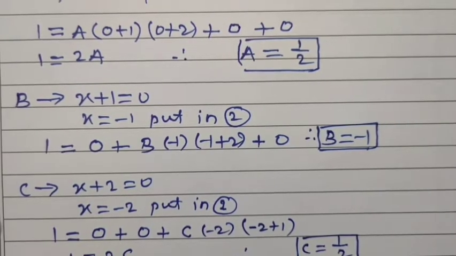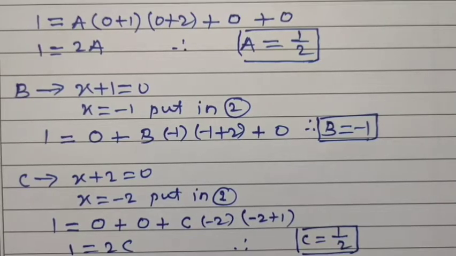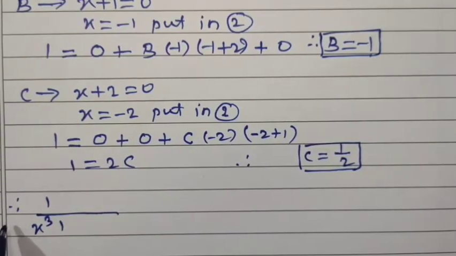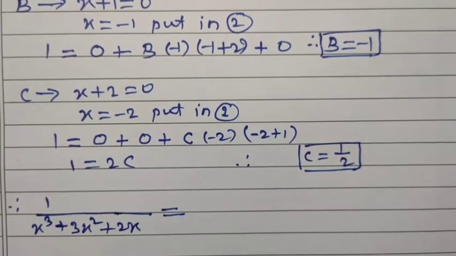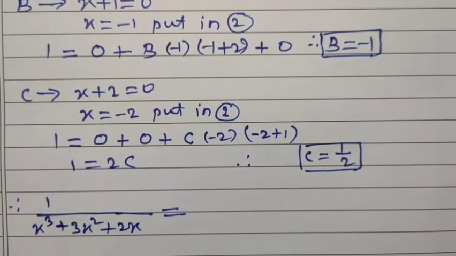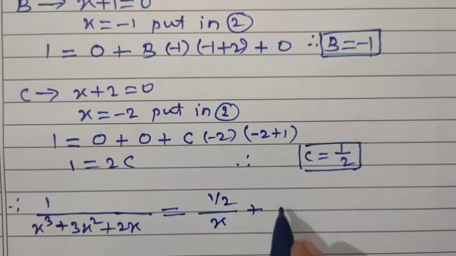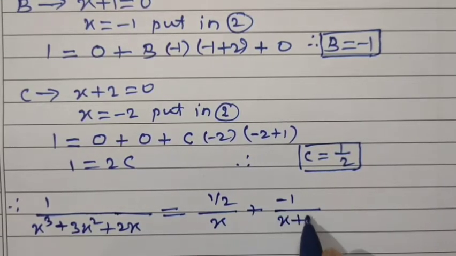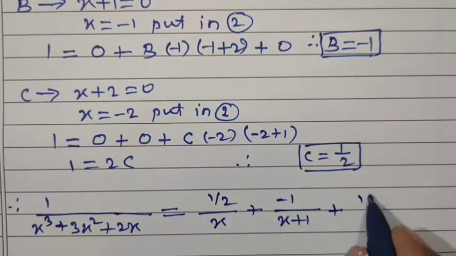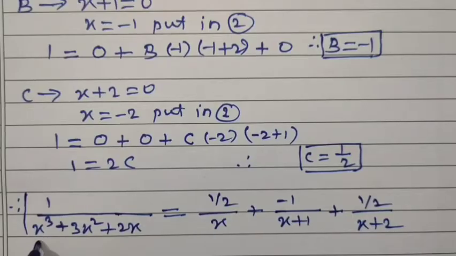Now put the values of a, b, c in equation number 1. Hence the given rational function 1 upon x cube plus 3x square plus 2x has partial fractions: a is half divided by x, plus b is minus 1 divided by x plus 1, plus c is half divided by x plus 2, and this is the answer.